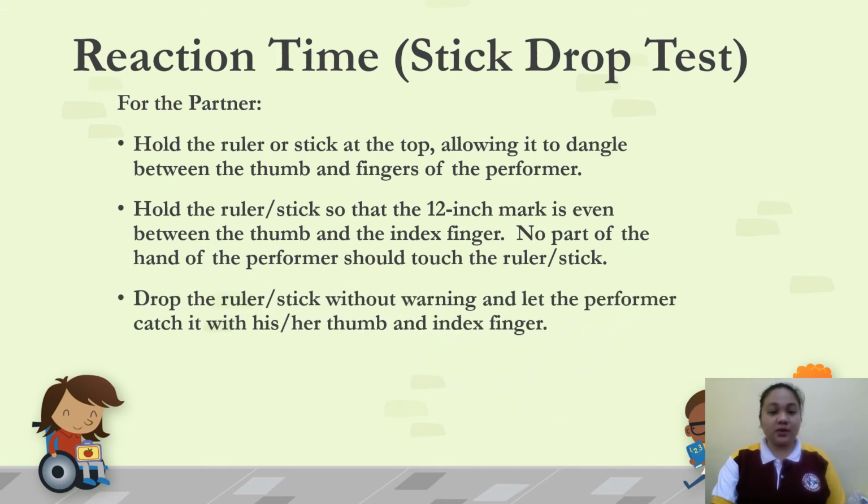Drop the ruler or stick without warning and let the performer catch it with his or her thumb and index finger. Okay, so dito po wala po tayong signal. Wala po tayong ready, lalong wala pong go. Pero syempre, kailangan nakaayos na po yung kamay bago nyo po ibagsak yung ruler. So, tatansyahin nyo po kung okay na po. Then, record the score on the upper part of the thumb.